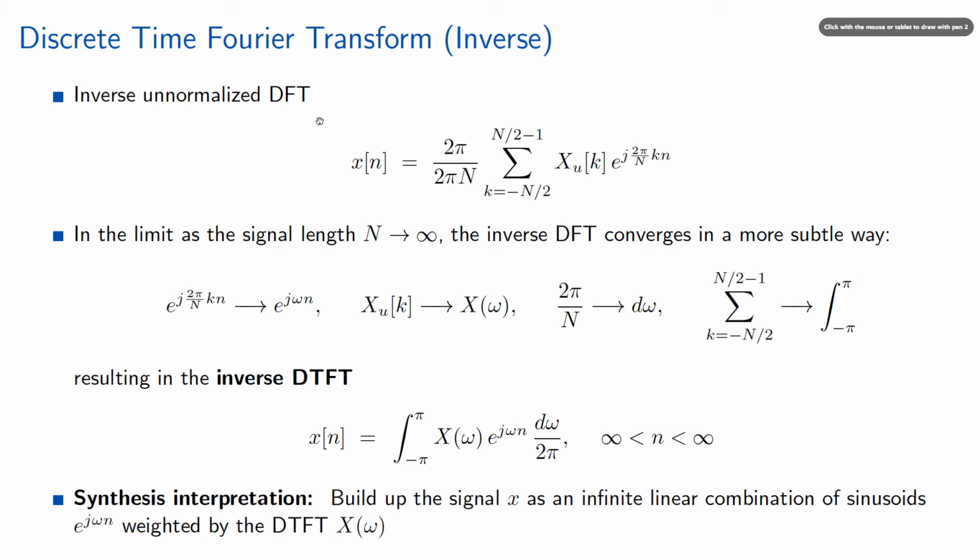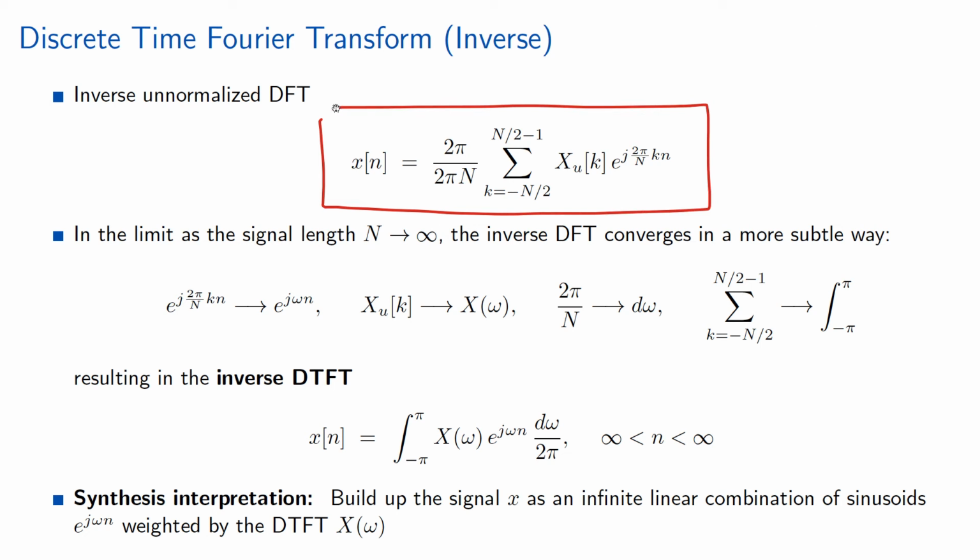So let's recall the centered inverse DFT formula that we introduced a few slides ago. Basically, it's just the usual inverse DFT, except now the index is between k equals minus N over 2 and k equals N over 2 minus 1. We have a 1 over N factor in front, and let's just introduce a 2 pi over 2 pi, which doesn't change anything. Now if you just stare at this formula for a little bit, and think what happens as N goes to infinity, you see some interesting things happen.